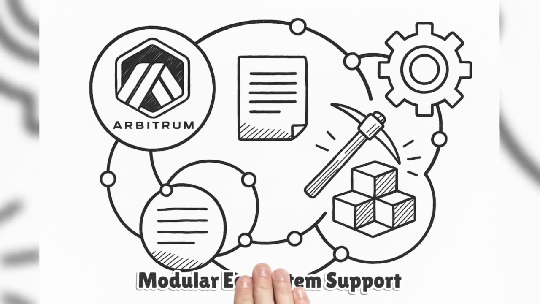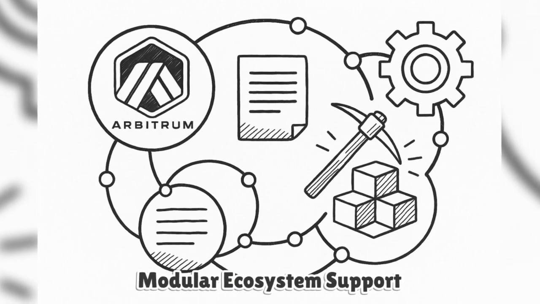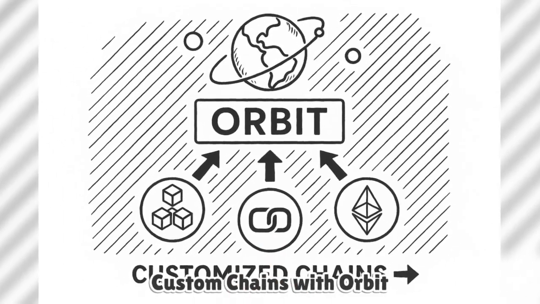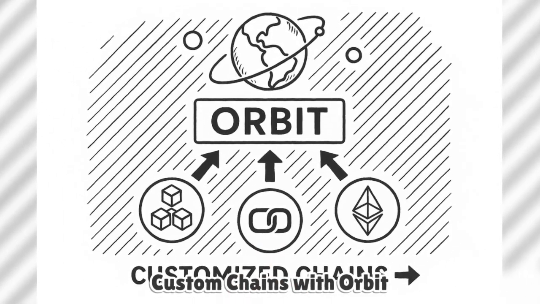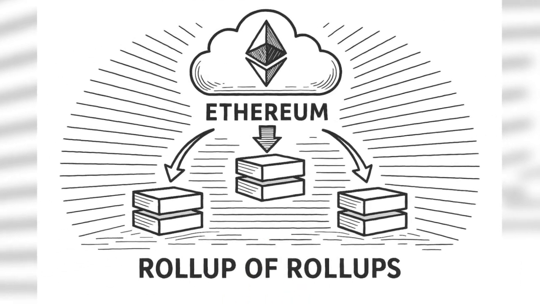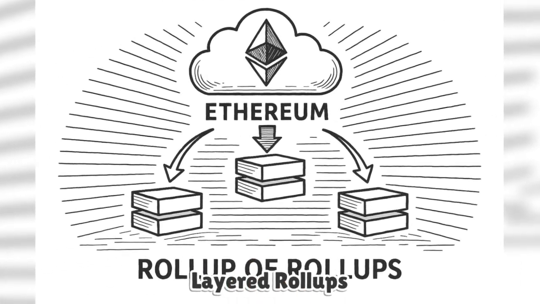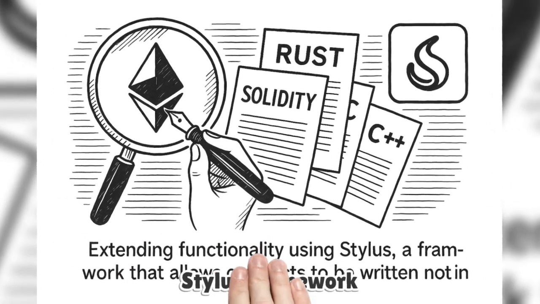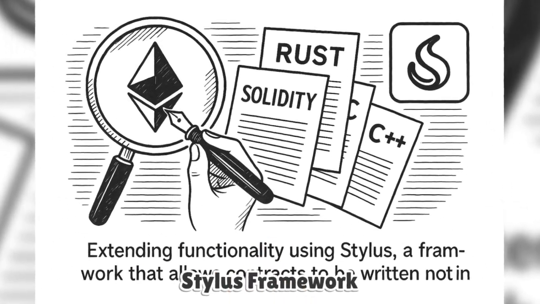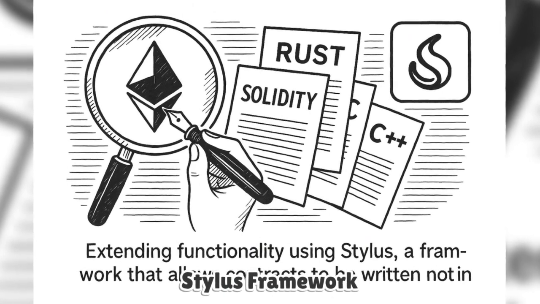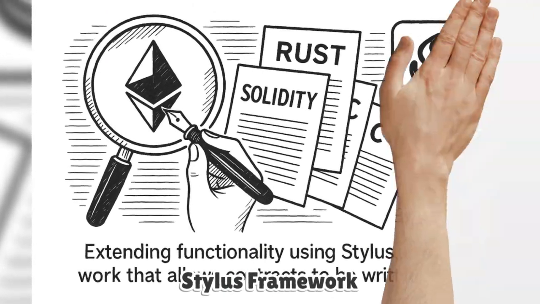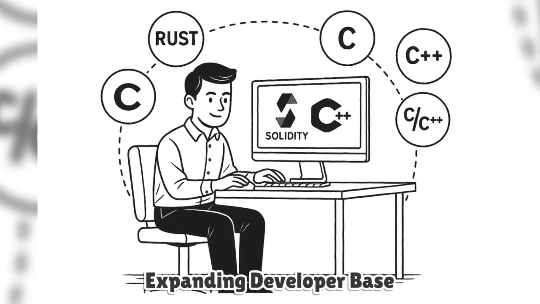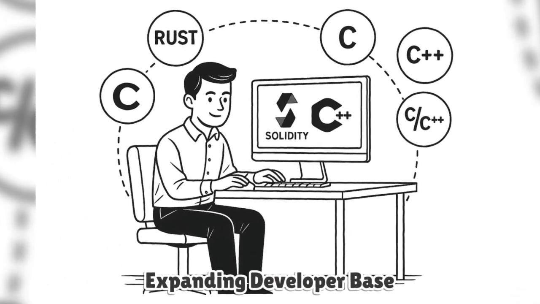Arbitrum supports a modular ecosystem. Through Orbit, developers can launch their own customized chains that use Arbitrum's Rollup or AnyTrust technology. These chains can settle on Ethereum or even on other Arbitrum chains, forming a layered rollup of rollups. Developers can extend functionality using Stylus, a framework that allows contracts to be written not only in Solidity but also in languages like Rust, C, and C++. This expands the developer base and enables high-performance smart contract logic familiar to traditional programmers.